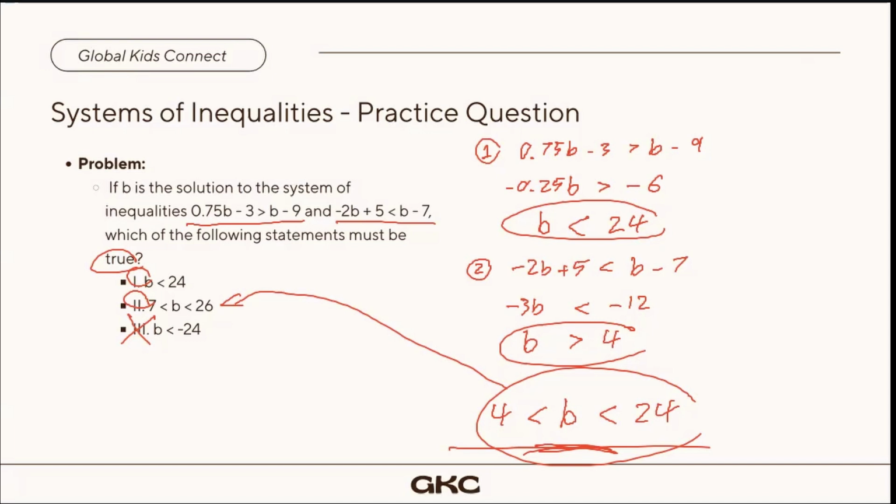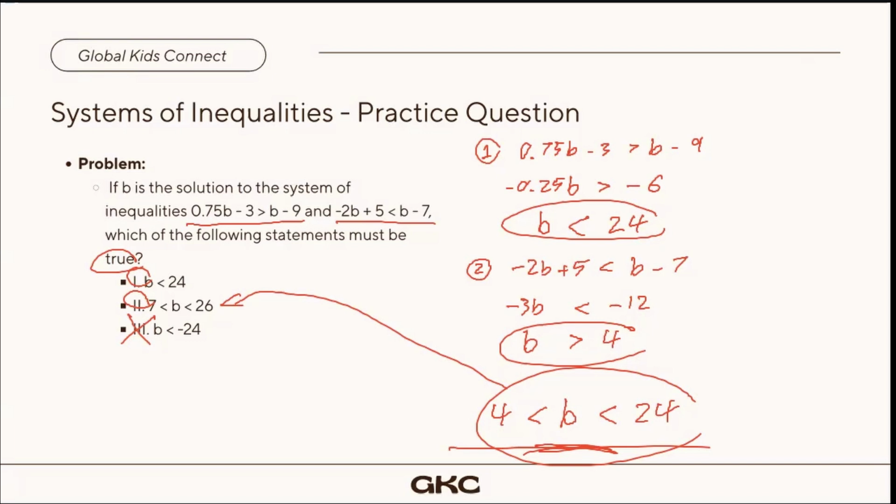I do have a question. Yes. The second option, it says B is less than 26. And okay, so how does that correlate with B is less than 24?